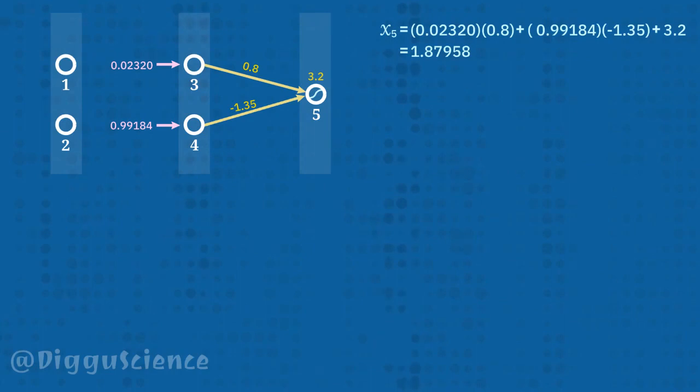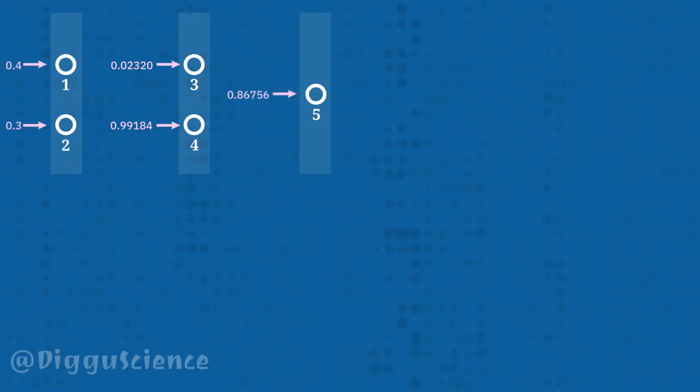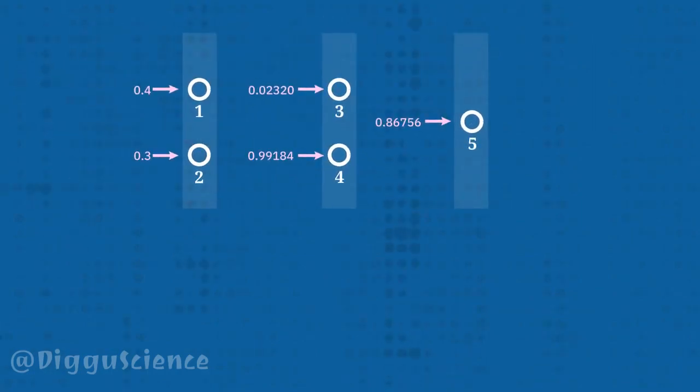This value will be processed at node 5 via the sigmoid function. y5 is equal to 1 divided by 1 plus e to the power minus x5. Enter the value x5. y5 is equal to 0.86756. This is the value generated by the artificial neural network. In general, a node value of more than 0.5 causes the node to become active.